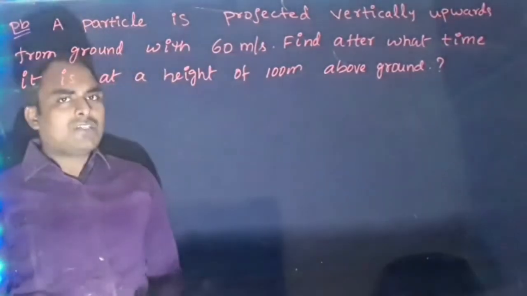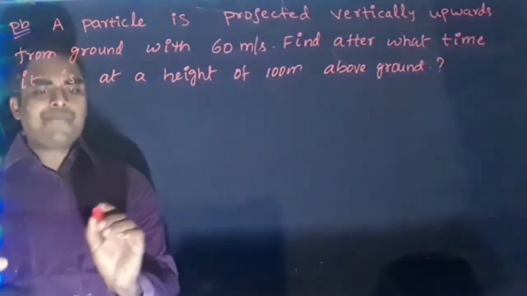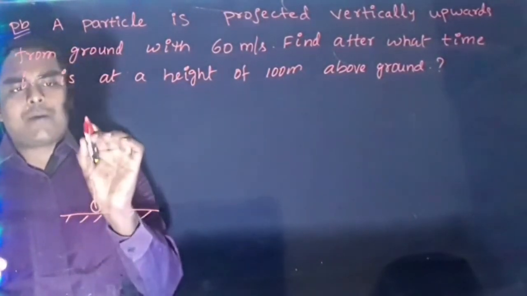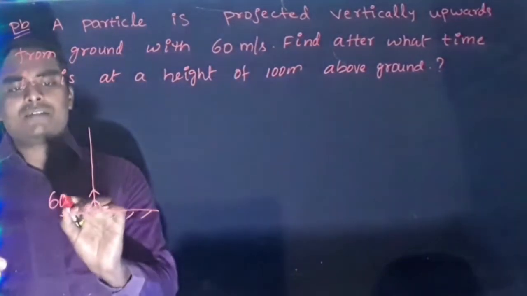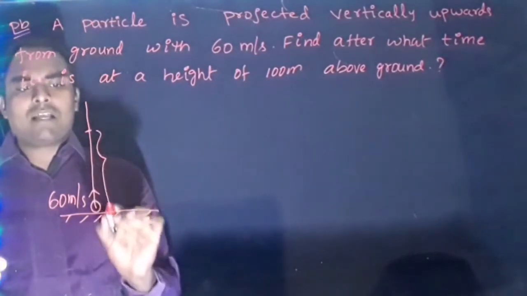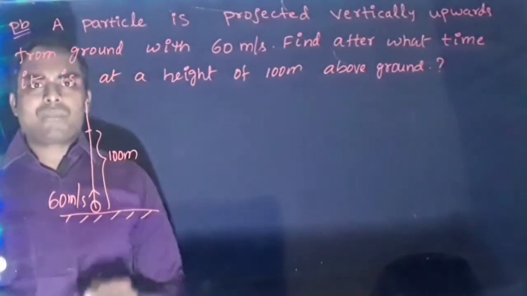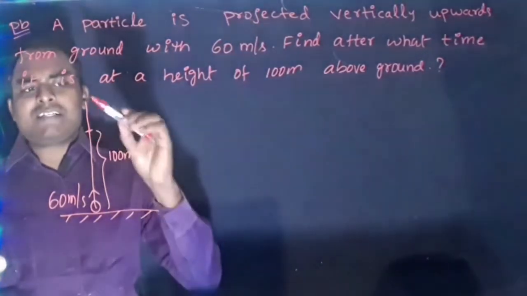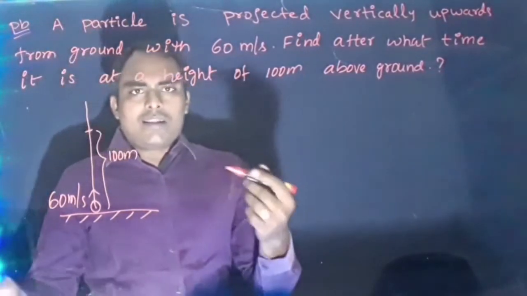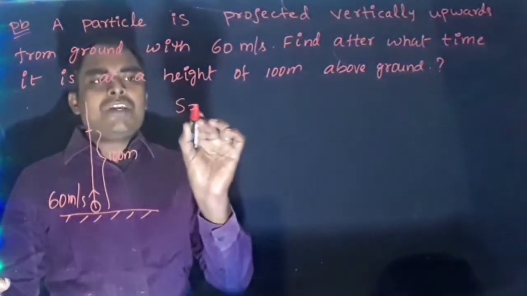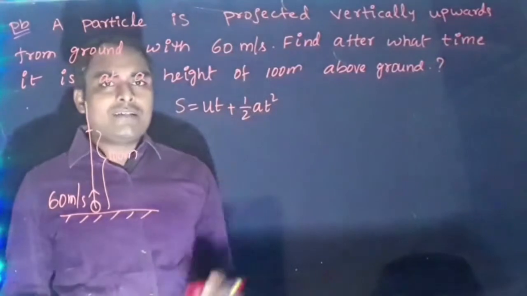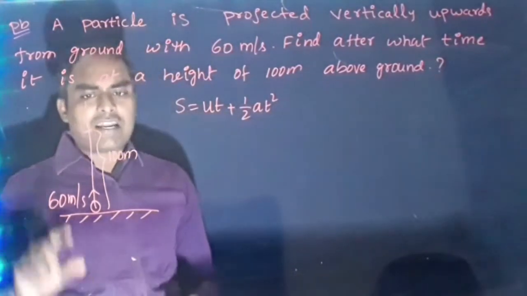So, here the object is projected vertically upwards. From the ground, one object is projected vertically up with a velocity of 60 meters per second. While going up, it comes to a point of height 100 meters. So after what time is it at a height of 100 meters? Now let us use S equals ut plus half at square, because we need to find time as the displacement is given, 100 meters.